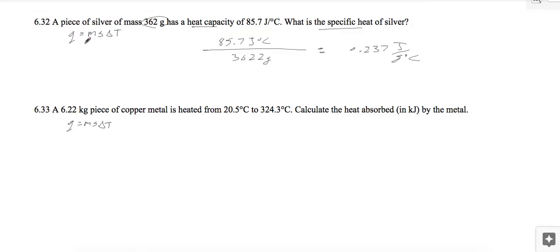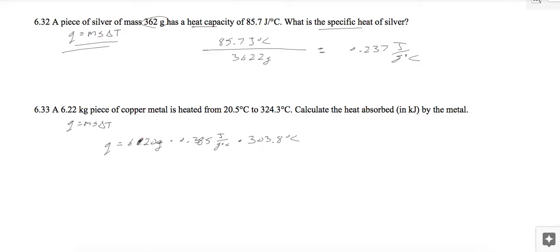This one isn't going to be necessary to work with in this case because we're not given a change in temperature. We're just given heat capacity. But this is the basis of all of the problems we're going to be working on from here on out. So for example, 3.3: 6,220 grams times 0.385 joules per gram degree Celsius times a change in temperature of 303.8 degrees Celsius.